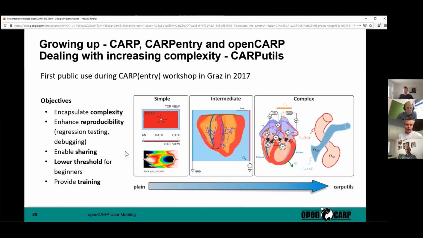And I wanted to have something that lowers the threshold for beginners, makes it easy to run simulations initially, and also to provide training. After you walked the second PhD student through how to initiate propagation, how to induce a re-entry, you are done with it. So you really need some training that people can train themselves and learn how to use the simulator, and you don't want to walk everybody over and over again through similar stories. So that's why we started CARPutils.